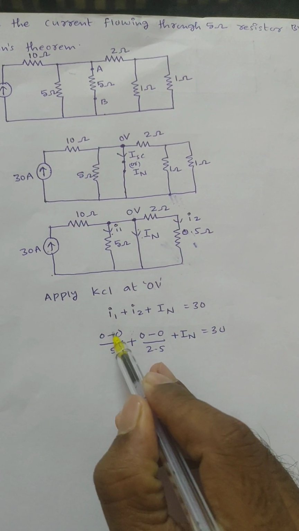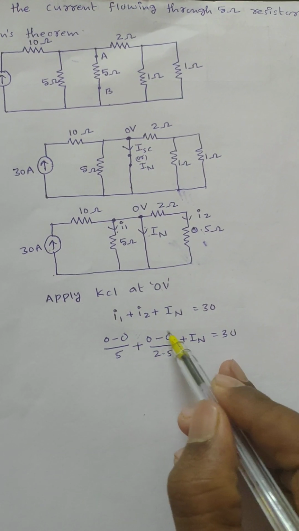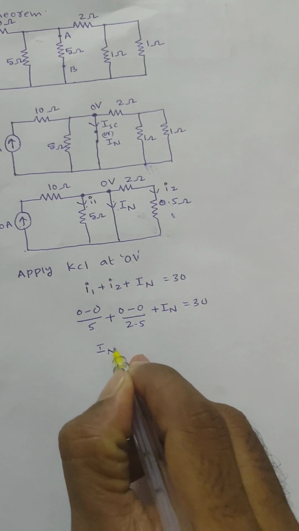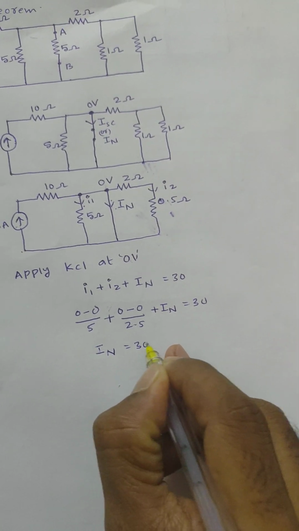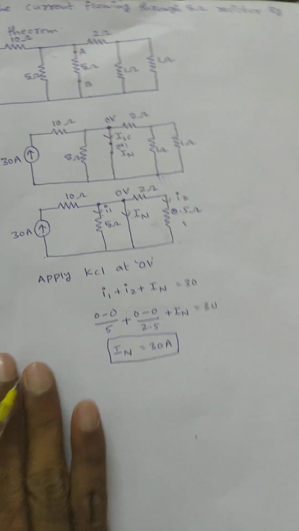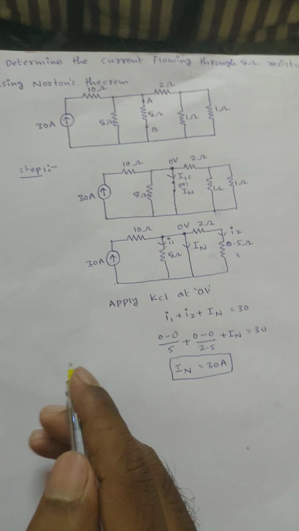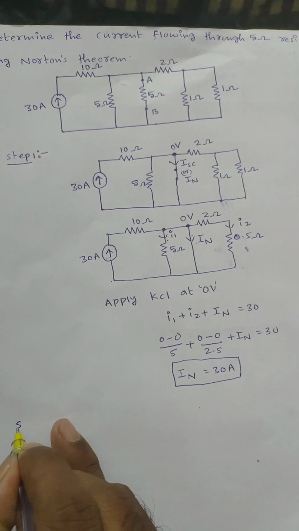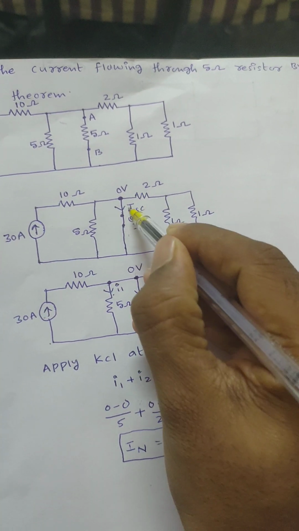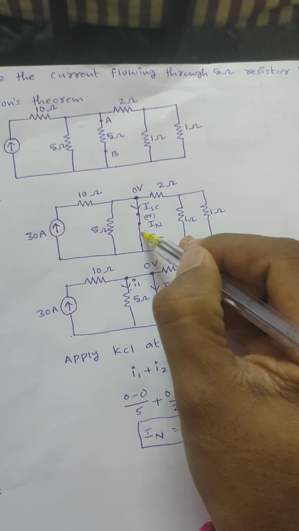See here, this value will be 0 and this value is also 0. Then Norton's current IN is equal to 30 amperes, right? Okay, step 1 is over, calculation of Norton's current. Next, step 2: across these two terminals I need to calculate Norton's equivalent resistance.